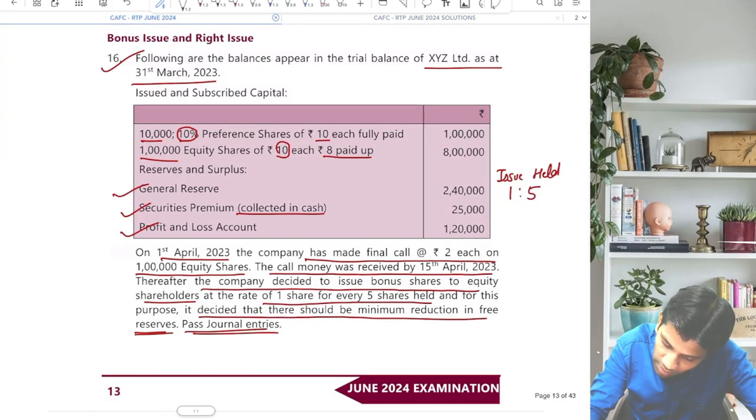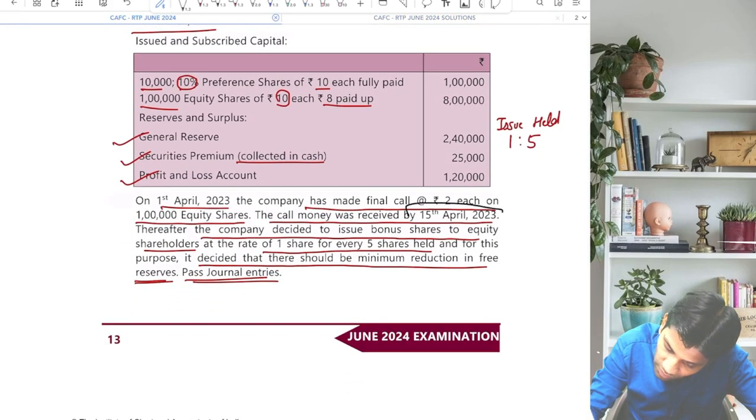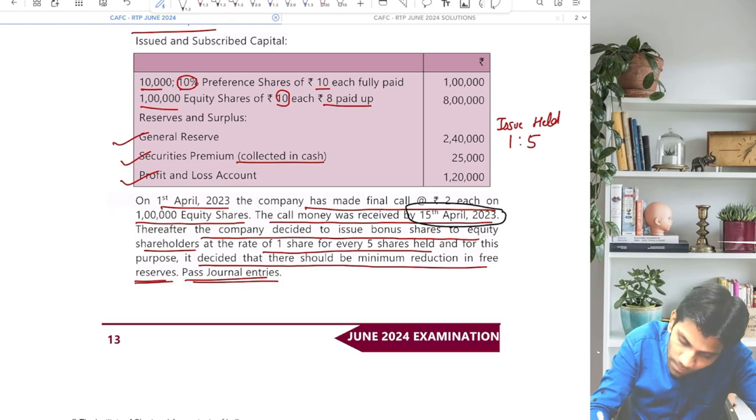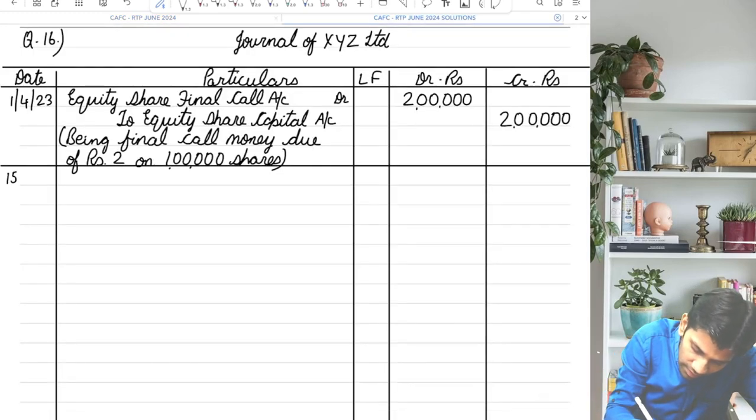1st April, the call money was due and the call money was received on 15th of April. So, call money received entry will be 15th April 2023. What will be the entry, guys? Bank account debit to equity share final call.